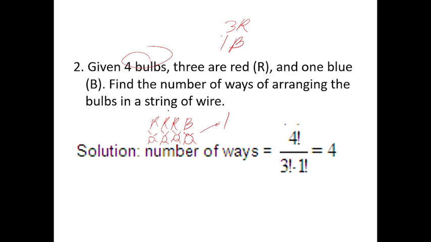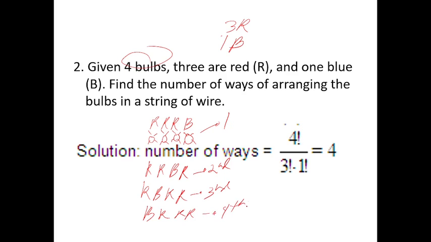It can also be red, red, blue, red. Second, red, blue, red, red. Third, blue, red, red, red. Fourth, and no more. Even if these three swap, it is still the same. So therefore, 4 is the answer, from the first up to the fourth. N factorial, with 4 bulbs.